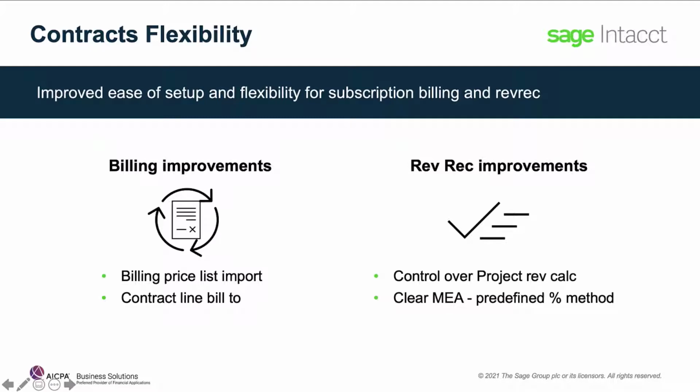2021 Release 2 includes several contracts enhancements that improve the ease of setup and flexibility of subscription billing and revenue management. Billing improvements include easier billing price list setup using import, as well as the ability to track different bill-to contacts per contract line. Revenue recognition enhancements include improved control over project revenue computations and the ability to clear MEAs for all the main revenue recognition methods, including the predefined percentage method. These enhancements provide additional flexibility to efficiently manage your subscription-based business.